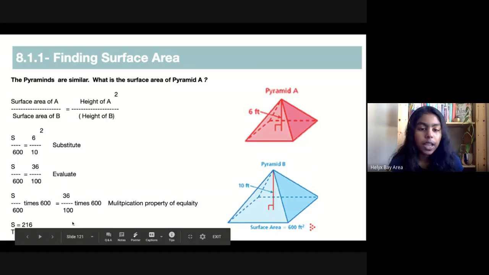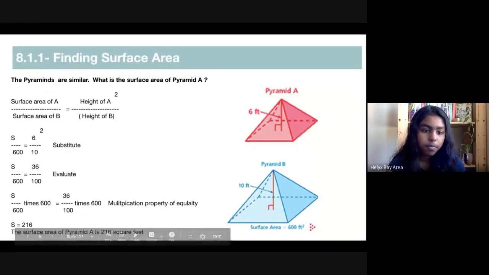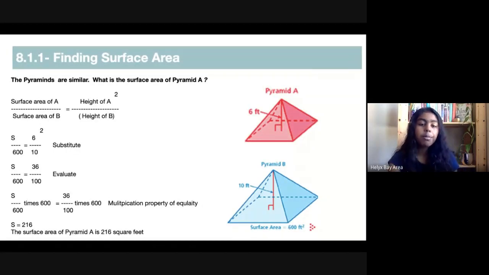Since in this case 600 is divisible by 100. And then we're left with S equals 216. So the surface area of pyramid A is 216 square feet.